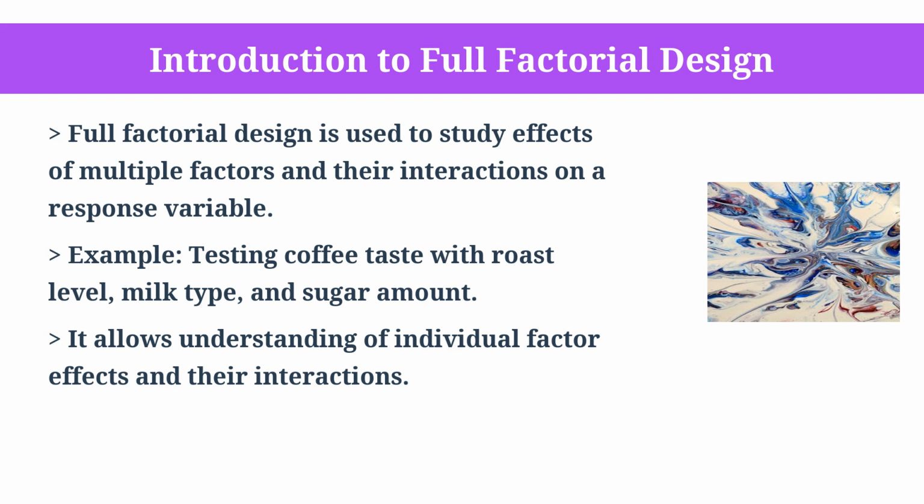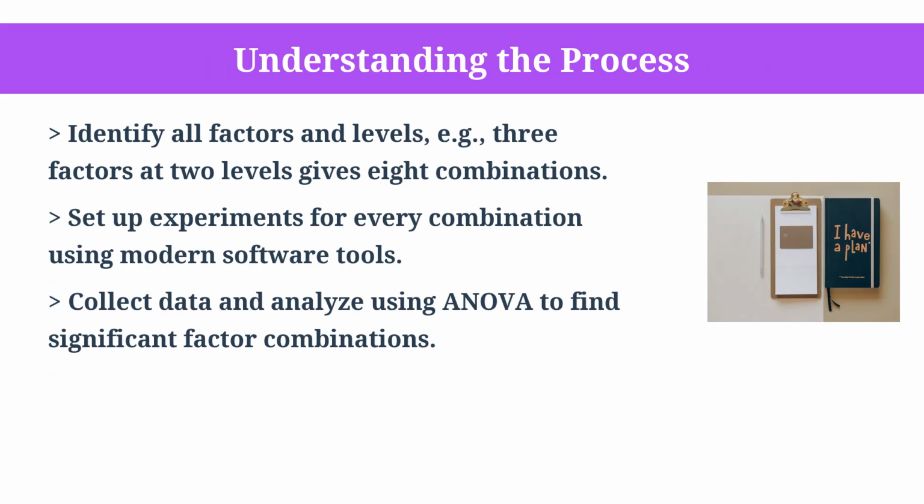Let's say we're testing how different ingredients affect the taste of our coffee. We could have 3 factors like roast level, light or dark, milk type, whole or almond, and sugar amount, none, small, medium. A full factorial design would involve setting up all possible combinations of these factors to see which one makes the best cup of coffee.